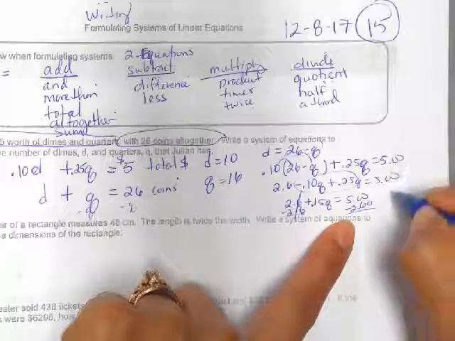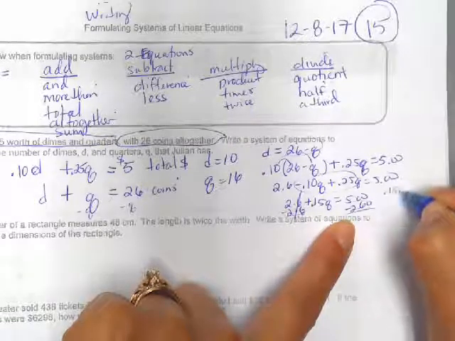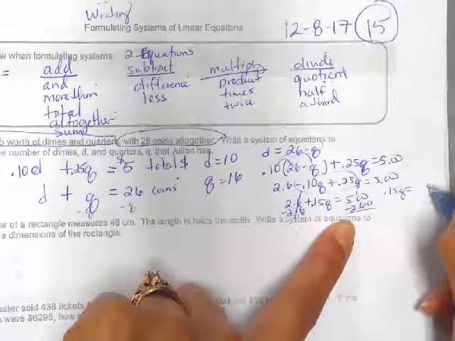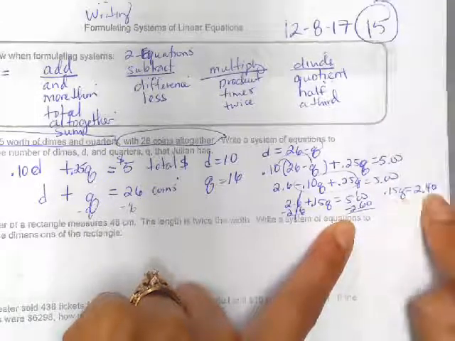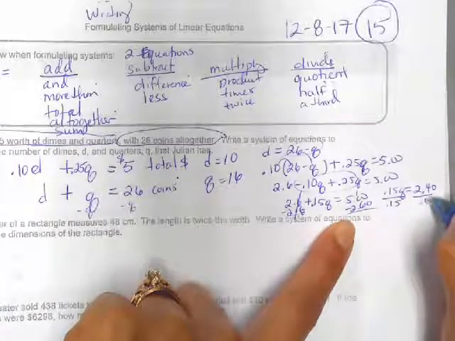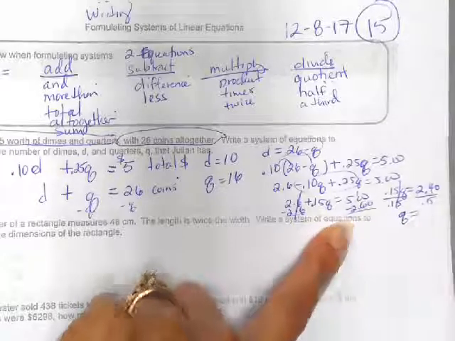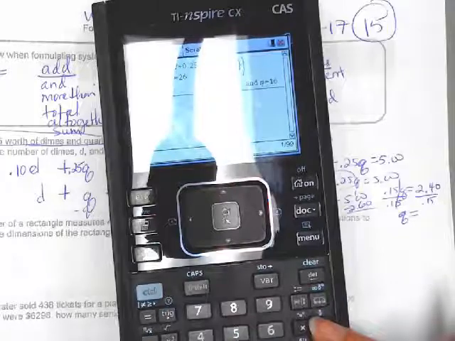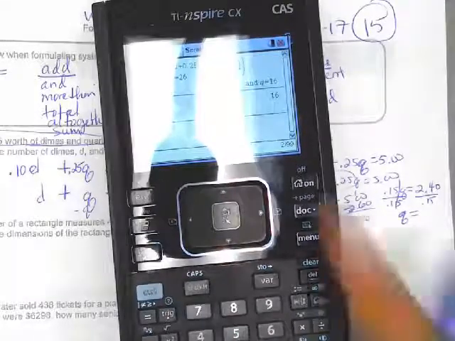So that gives us 0.15Q on one side and $2.40 on the other. Last thing, divide by 15 cents, divide by 15 cents, quarters equal 240 divided by 15 cents, 16.